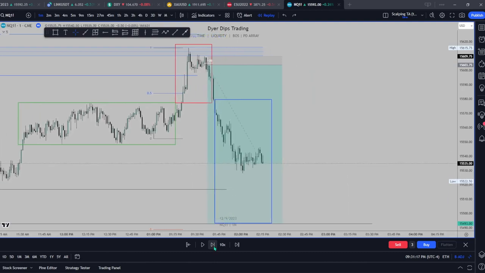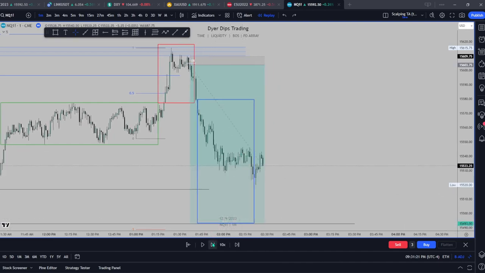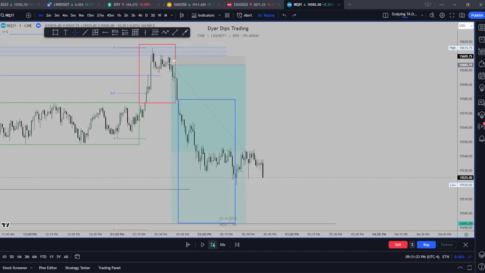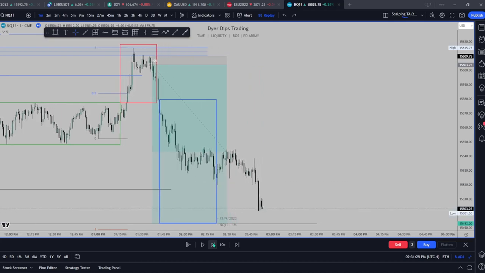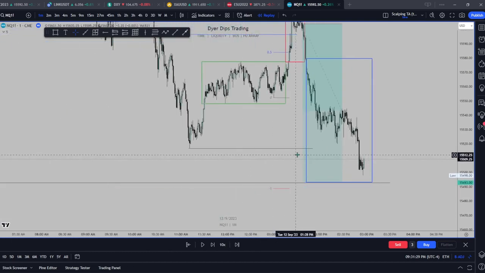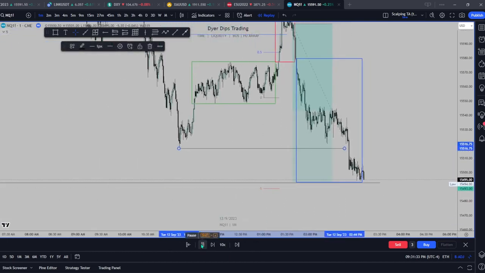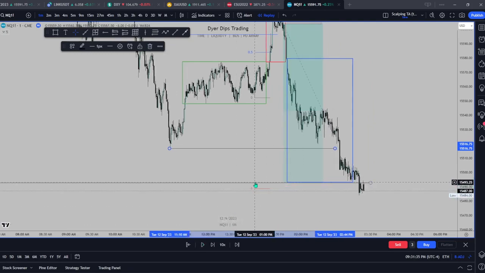We end up chopping around here a little bit. There's your little manipulation leg again. And more consolidation before we ultimately end up flushing down towards this low here. And then ultimately this low here and our -1 standard deviation.